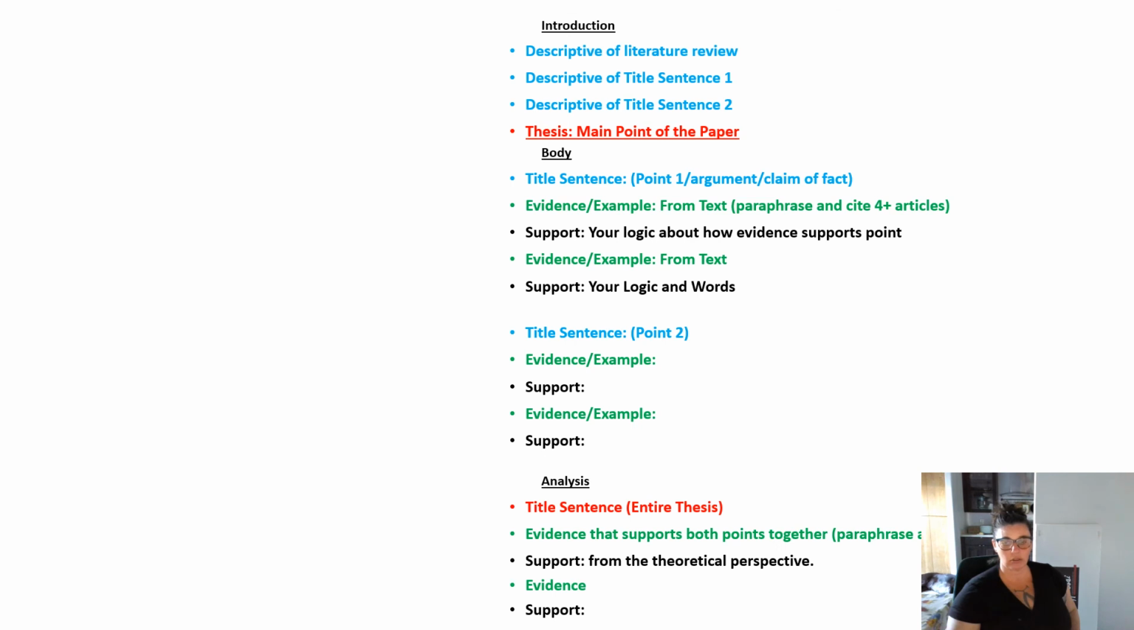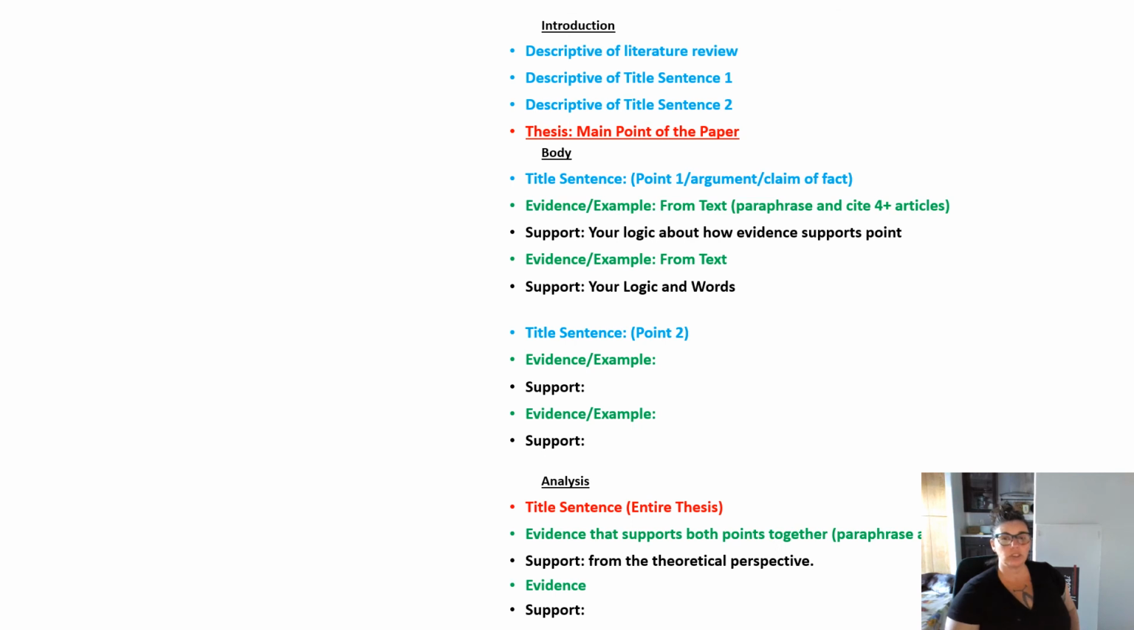So this needs to have at least 4 or more articles that you're citing. This needs to have 4 or more articles. Every single one needs to have 4 or more articles. They all need to be strong evidence. These need to be your logic and words. This needs to be from the theoretical perspective. The support is not cited because it's supposed to be you. The evidence is cited.